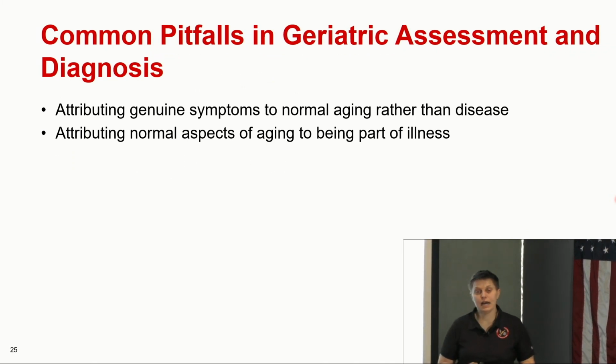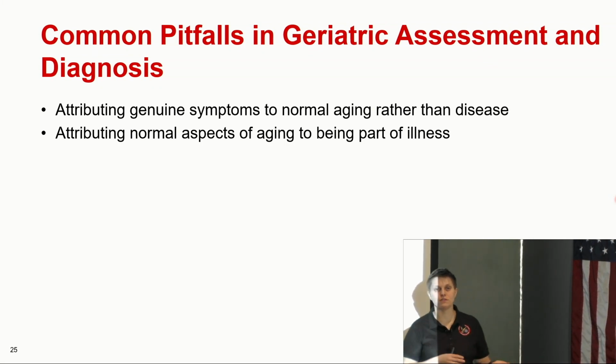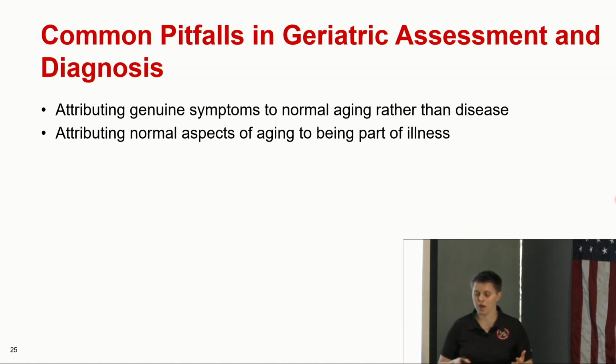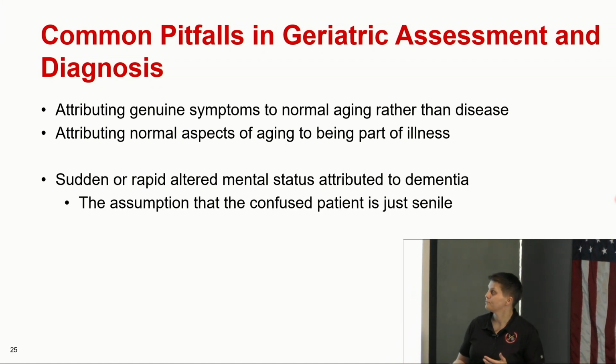It's difficult in these patients to tease apart what's normal aging versus what's new, and hopefully this presentation will help guide you and give you some tools with which to do that. But we have to be really careful about either attributing genuine symptoms to normal aging rather than a disease, or attributing parts of normal aging to being part of a disease process. So it goes both ways, and unfortunately it is tricky.